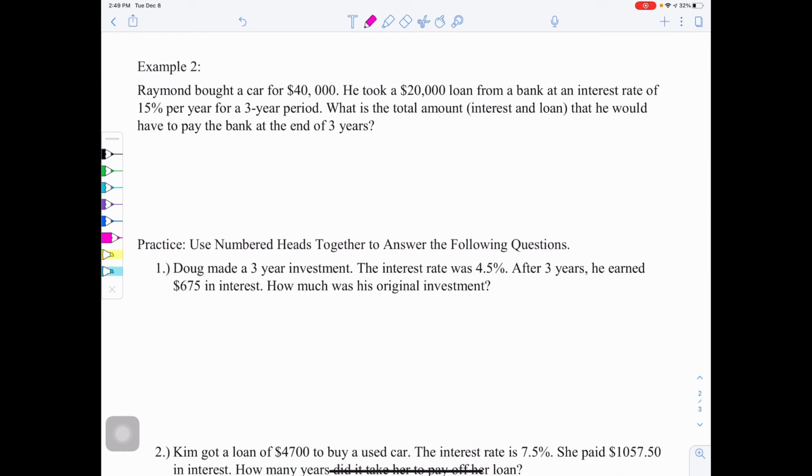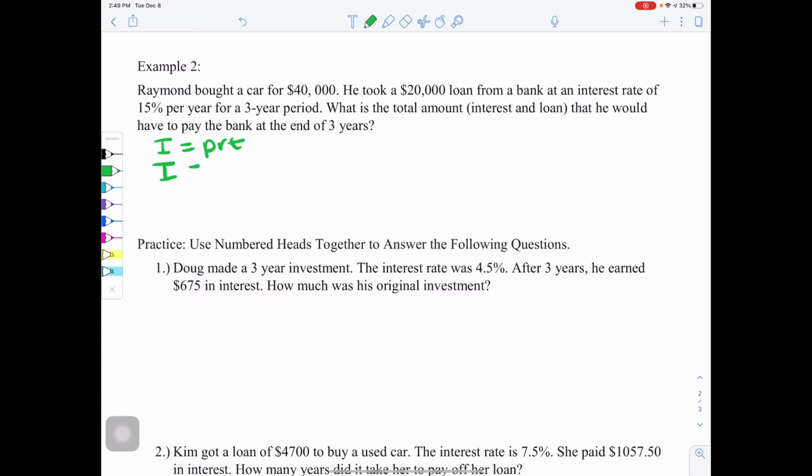Now in example 2, Raymond bought a car for $40,000. He took a $20,000 loan from a bank at an interest rate of 15% per year for a 3-year period. What is the total amount, interest and loan, that he would have to pay the bank at the end of 3 years? We are using, again, the formula I equals PRT.